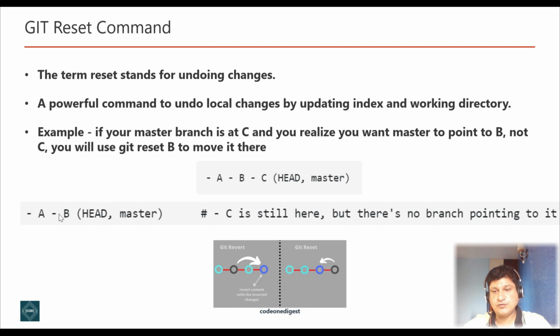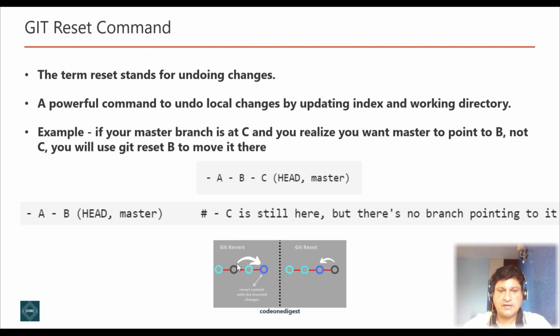People also have confusion between the revert and the reset command. The following diagram helps us understand what revert is and what reset is. In the revert command, we revert a particular commit, saying we don't want that particular commit to be available in my branch. So we revert using the revert command.